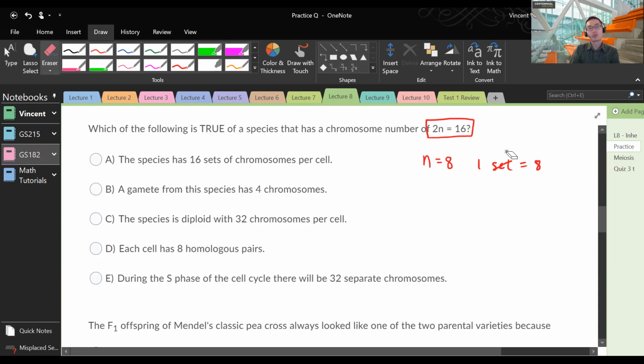Now I just showed you, one set is 8, right? A set is the n number. A set is referring to the n number. But if n is 8, then you would have 8 pairs of homologous chromosomes, which is why this is correct. That's the correct answer.